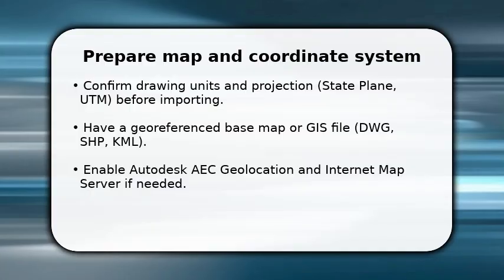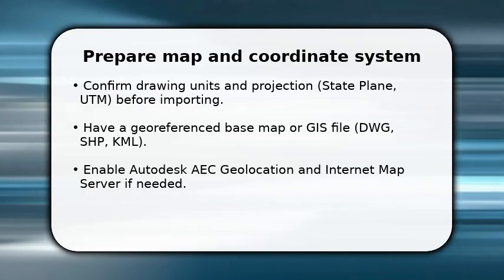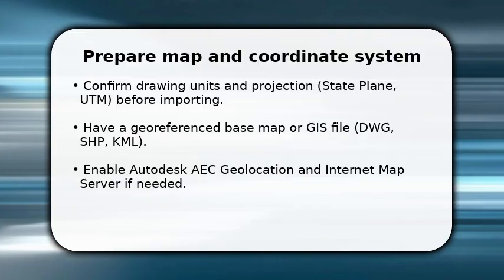Enjoy the video. You start by matching coordinate systems so AutoCAD Civil 3D places data correctly. Open your drawing, set drawing settings to the correct units and the desired coordinate system. This prevents scale and offset errors.